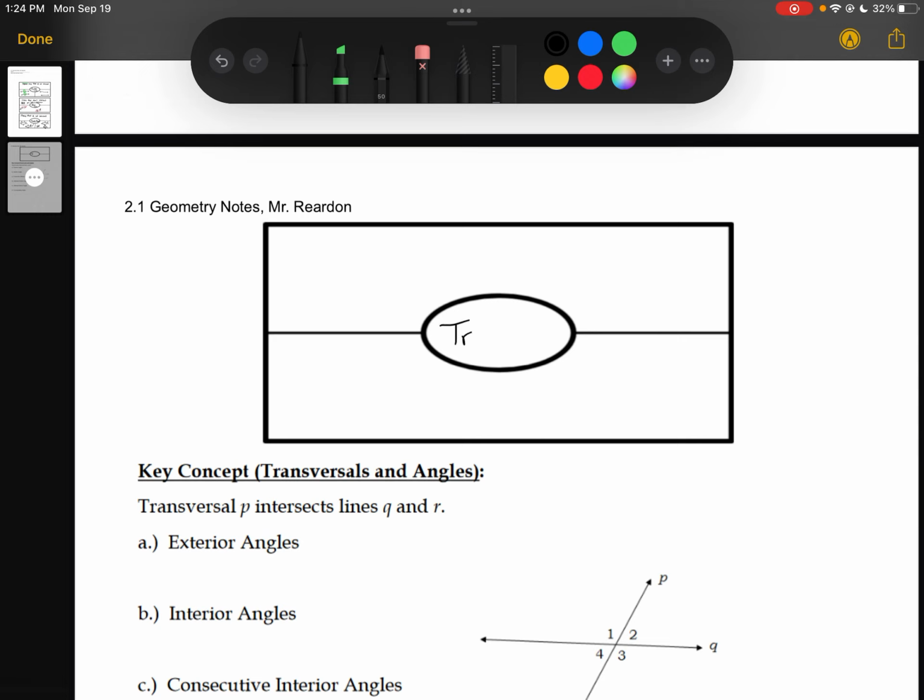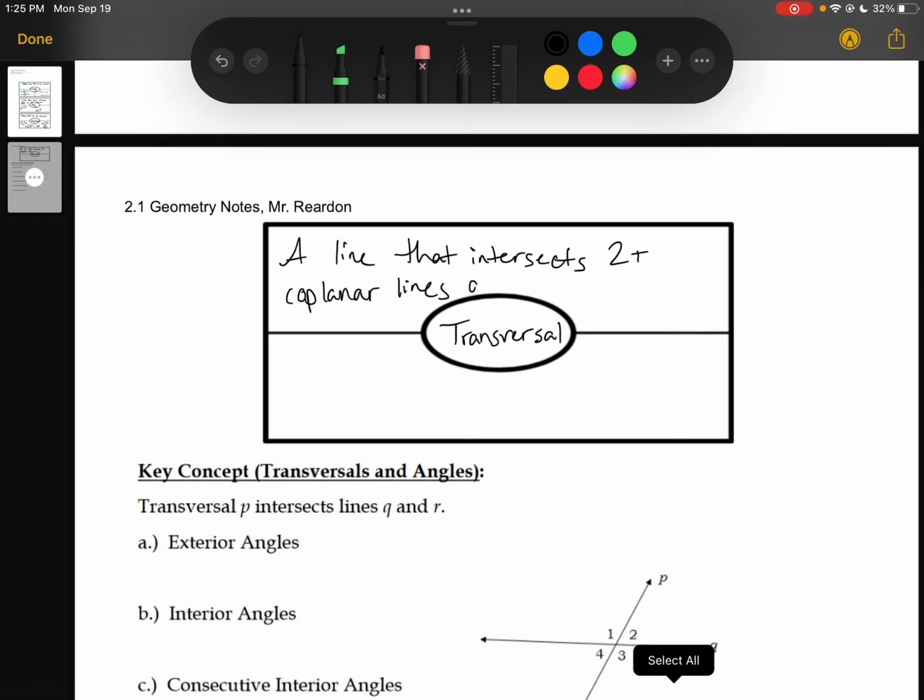Final word for today, and this is where we're going to see a lot of our practice questions come from, something called a transversal. So a transversal is a line that intersects two or more, so let's write 2 plus, so it could be 3, it could be 7, as long as it's at least 2, two or more coplanar lines at 2 different points.